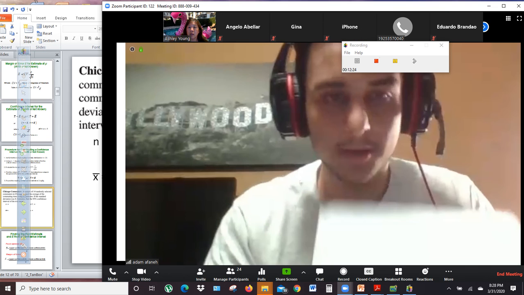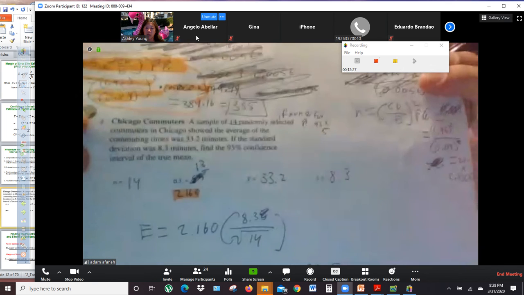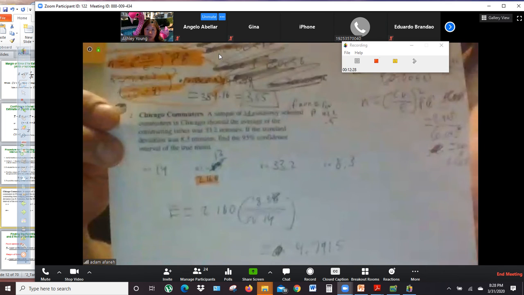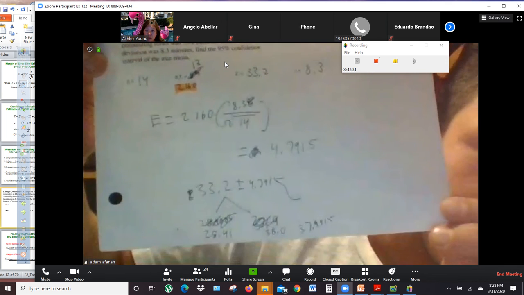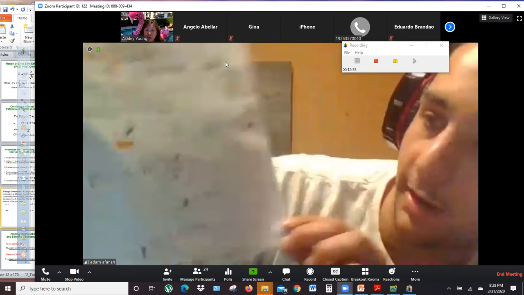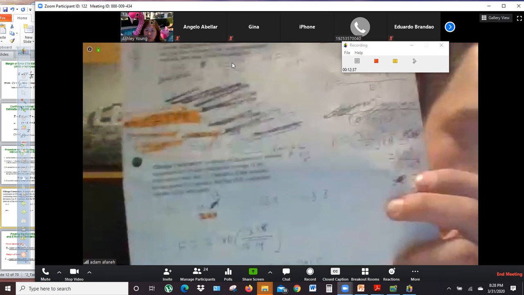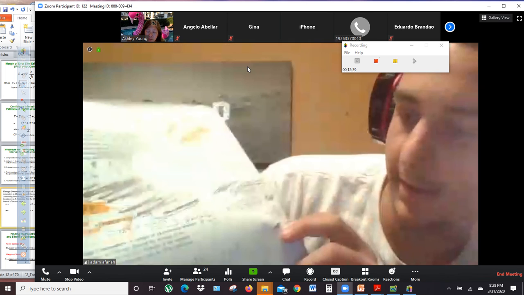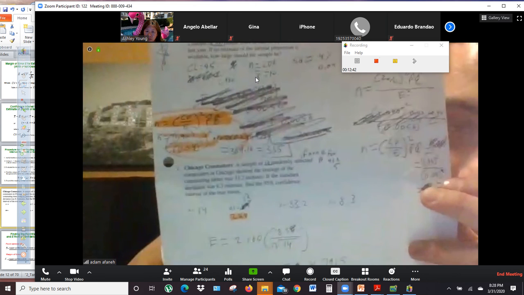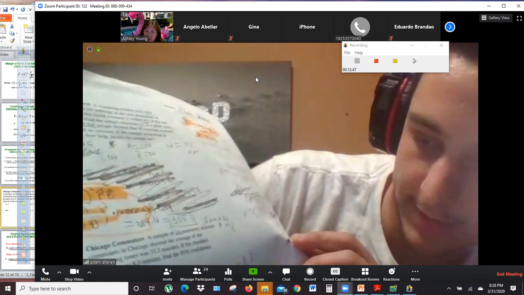This is number 2. Sorry, my handwriting's not that good. I'll go through it right now. So I started off with our n, which I said was 14. Our degrees of freedom, it's n-1, like you said, so I said 13. Good. X bar, I said was 33.2.